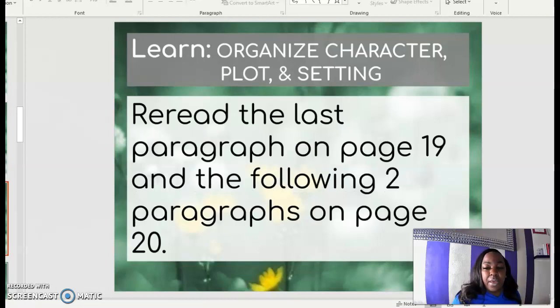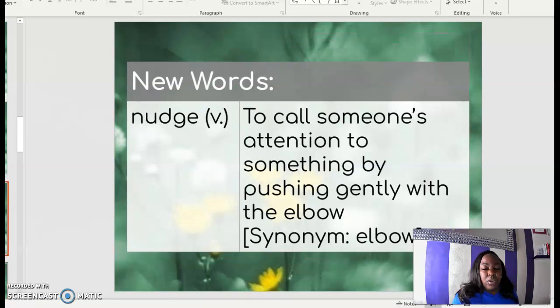Reread the last paragraph on page 19 and the following two paragraphs on page 20. You want to have them read that now. You're going to find new words inside of the actual PowerPoint or the reading. Nudge: to call someone's attention to something by pushing gently with the elbow. We're going to find out how nudge played a big part in Chapter 2, especially when Bud gets into a physical altercation with Ty.